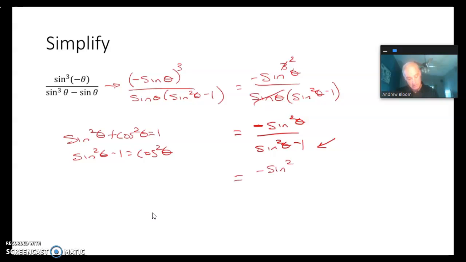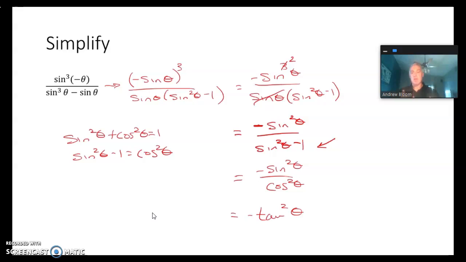And so now I can simplify the denominator to be cosine squared theta. And so this looks like it's been pretty well simplified, but there is one more thing I can do. If you remember, sine over cosine is equal to tangent, and so I can rewrite this as the negative, or the opposite, of tangent squared of theta. And I'm done, and I've simplified the expression.